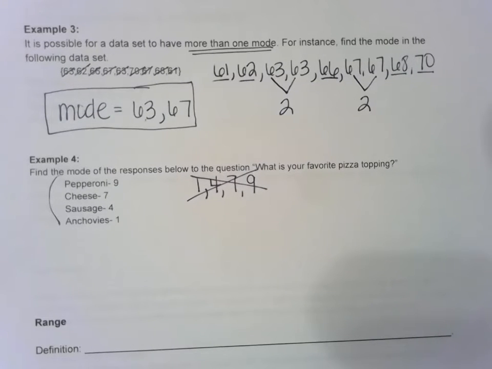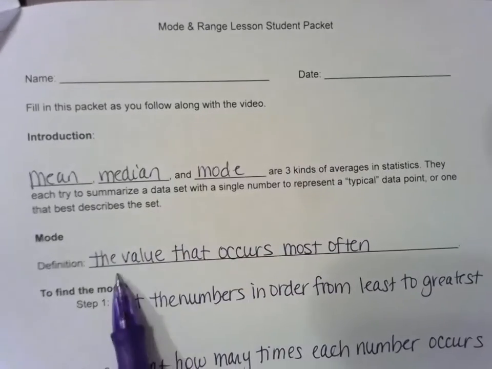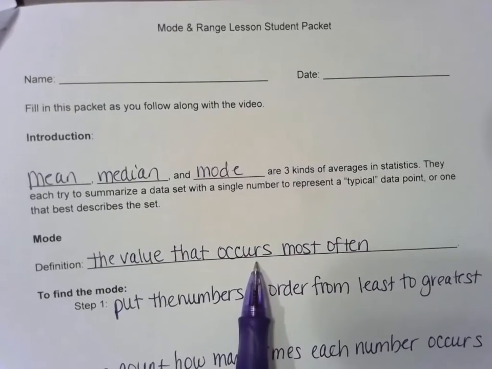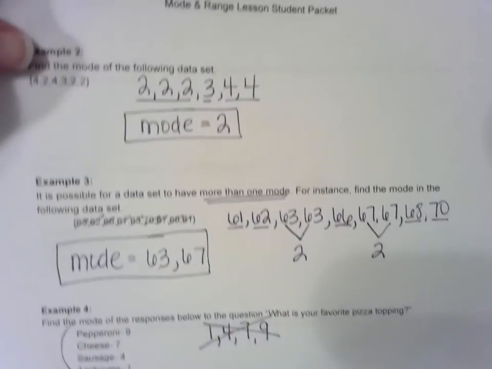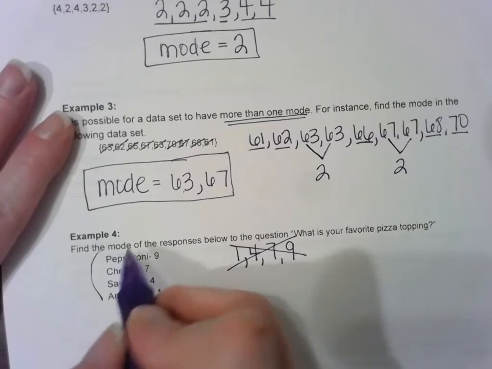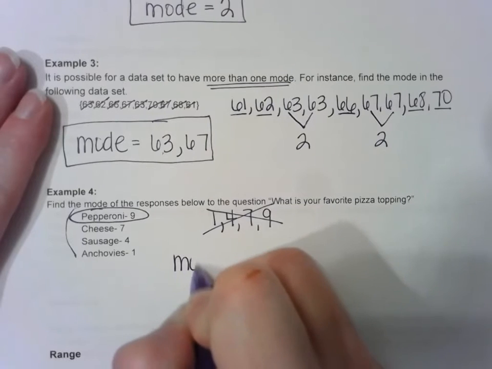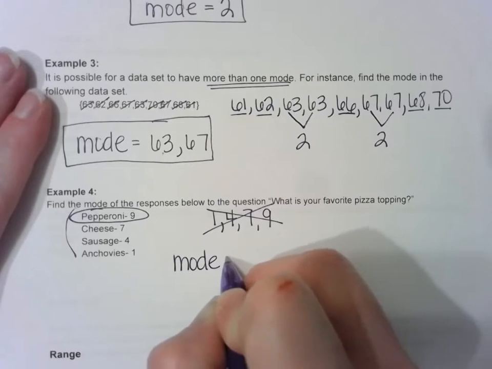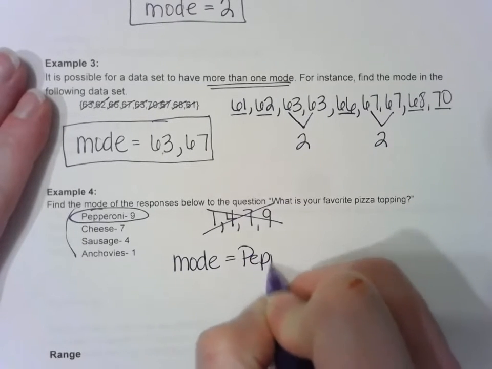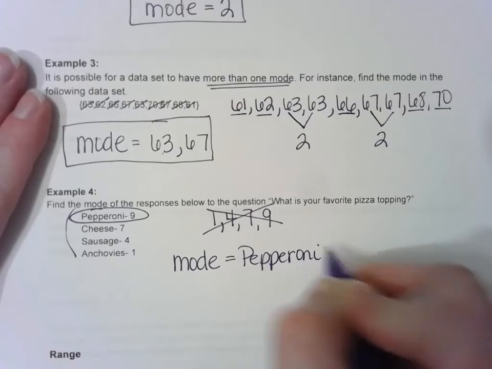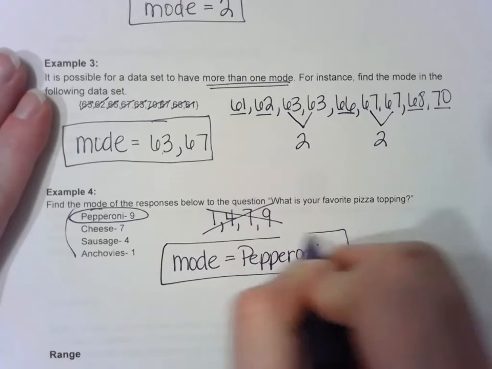So if you think about the definition to the word mode, the value that occurs most often. Well, when we asked the question, what's your favorite pizza topping? Pepperoni came up most often. So the mode in this data set is actually pepperoni. It showed up most often.